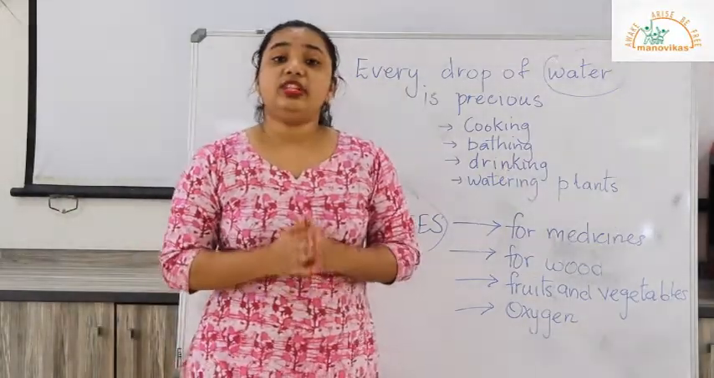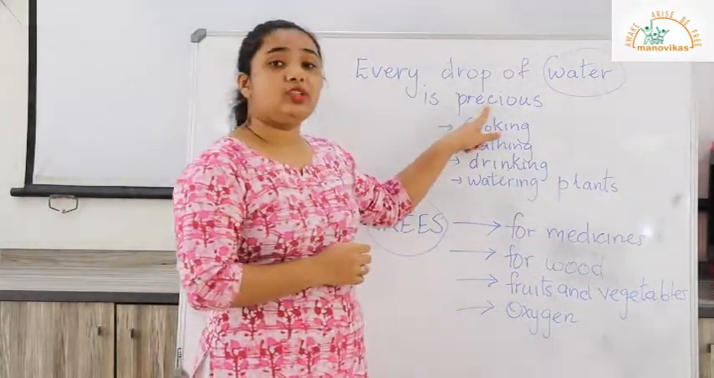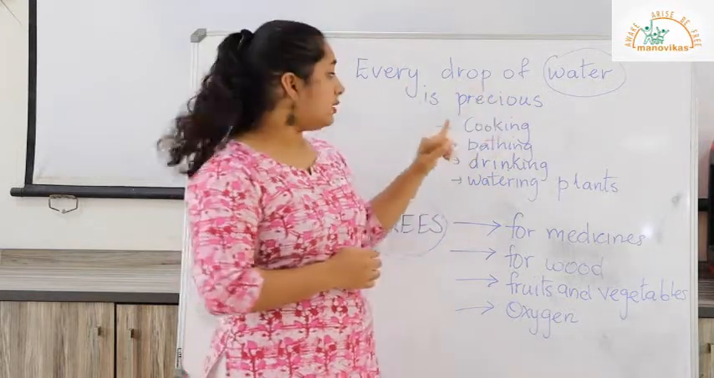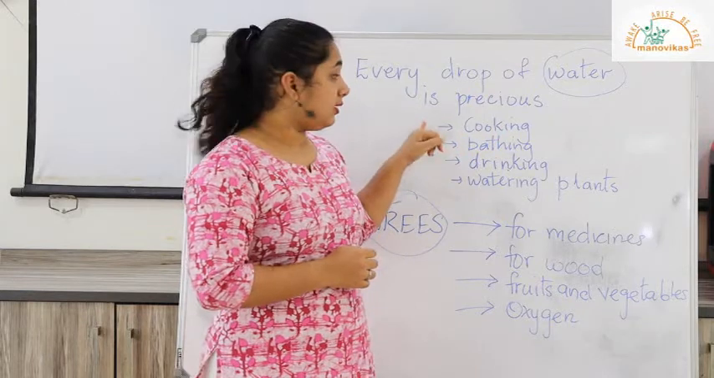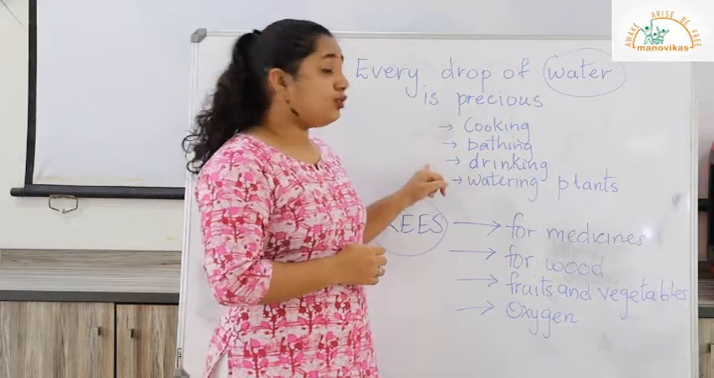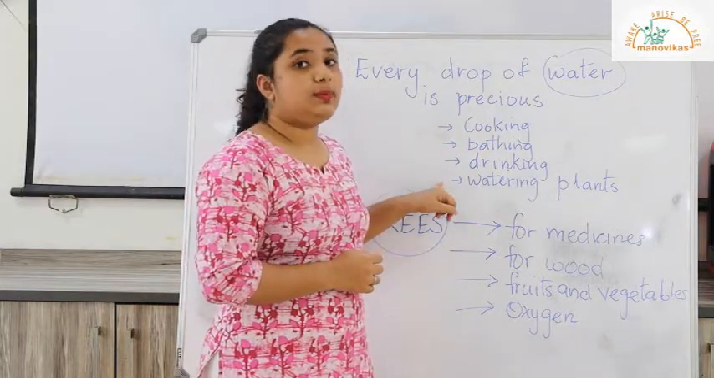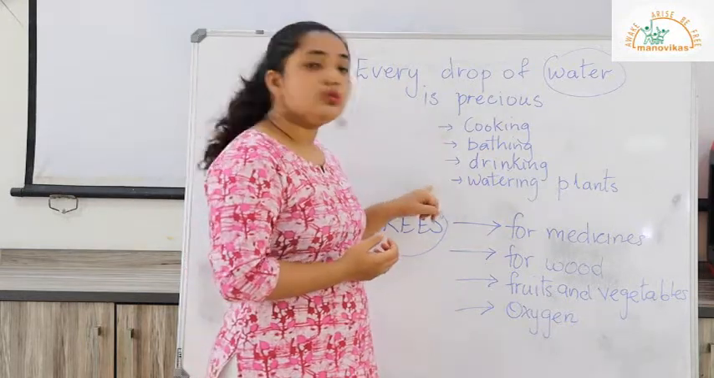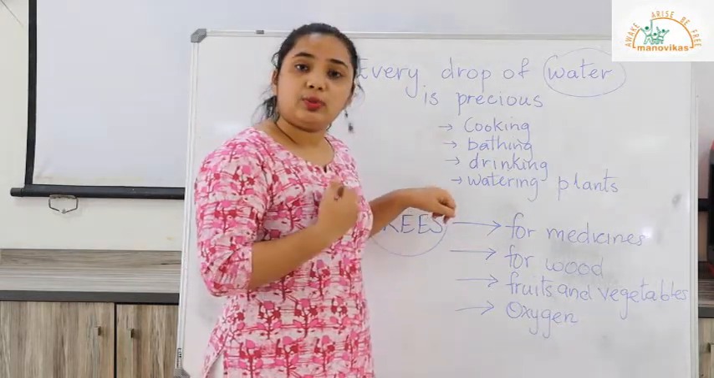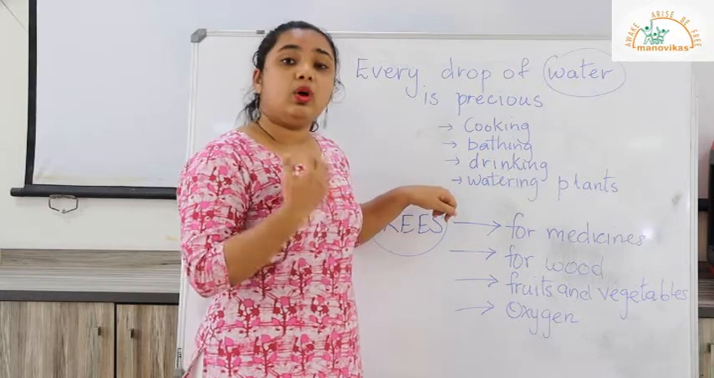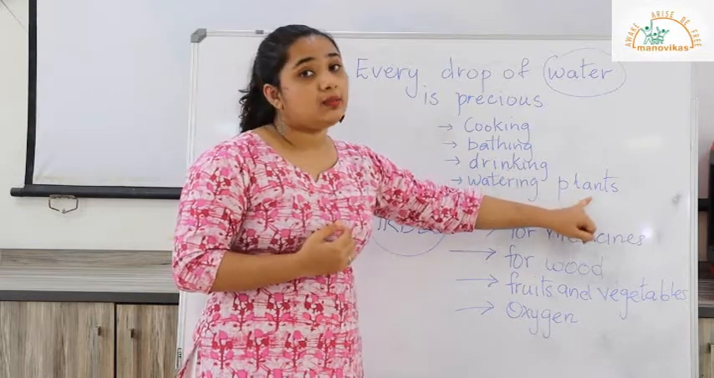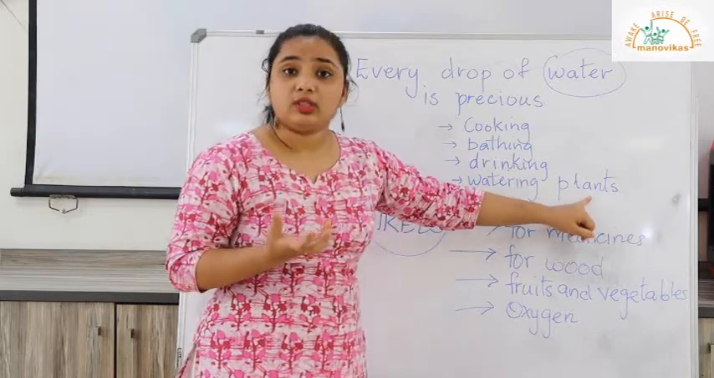Children, every drop of water is precious because we use water for various reasons. We use water for cooking, for bathing, for drinking and watering plants. And when water is polluted, how can we use it for these things? Aren't we putting ourselves at risk? We all are putting ourselves at risk, as well as the plants and animals that also need water to survive on this earth.